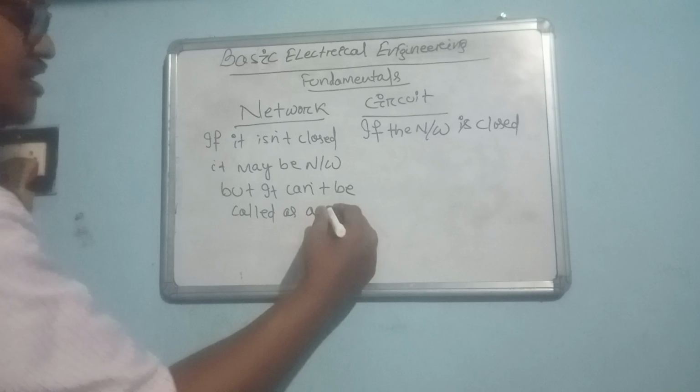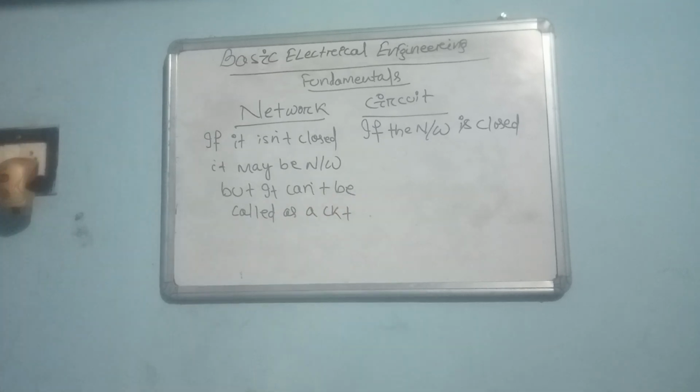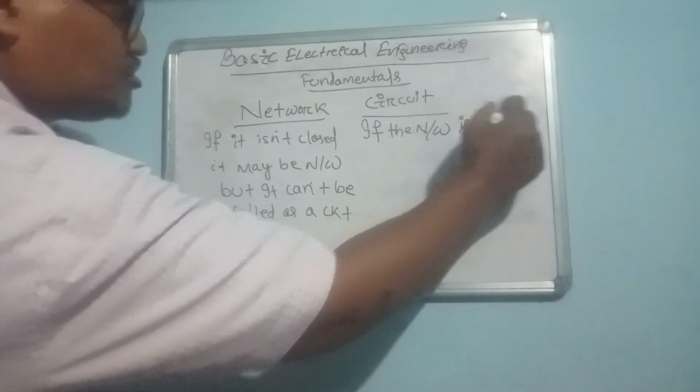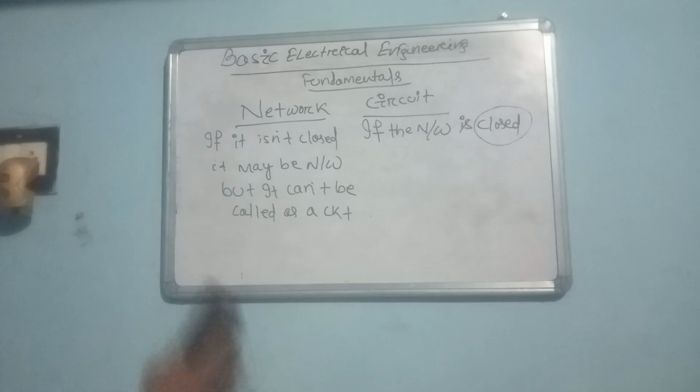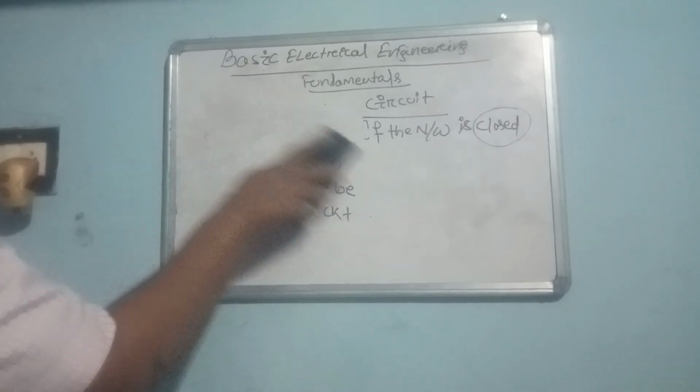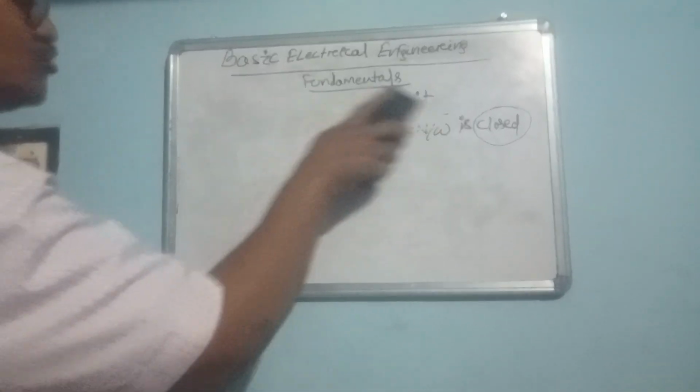So in an interview, some committee will ask you to differentiate between network and circuit. The simple answer is a circuit is always closed, and a network may be closed or may not be closed. Next, in a circuit or network some terms come, and those we will discuss today.